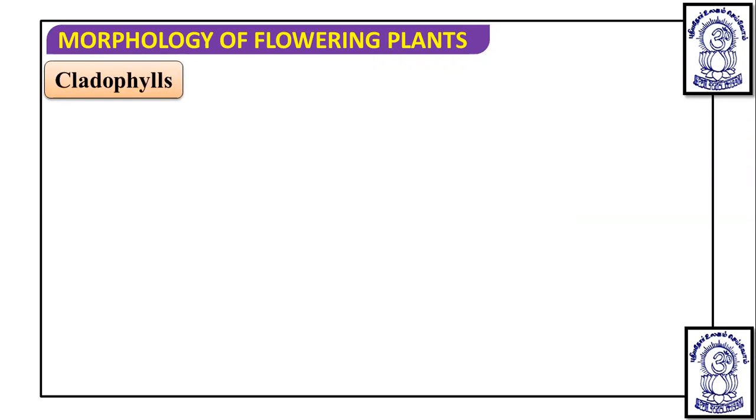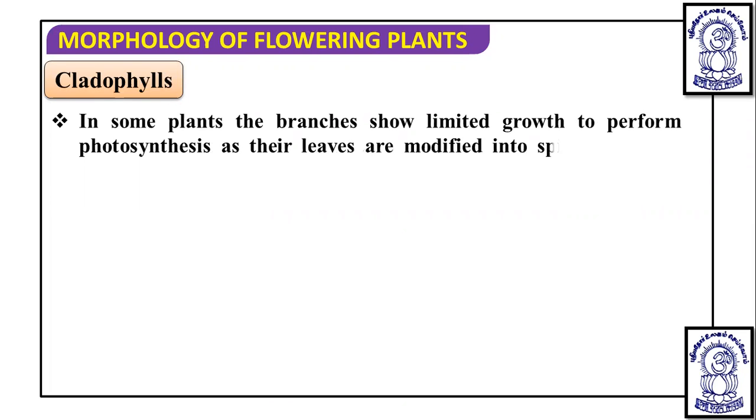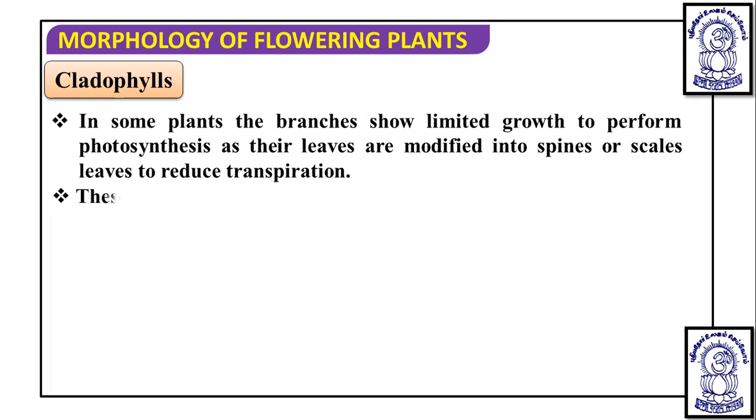After this, another modification is cladophylls. In cladophylls, in some plants, branches show limited growth to perform photosynthesis as their leaves are modified into spines or scales to reduce transpiration. See, in the phylloclade which we have just studied, multiple internodes of the stem get flattened or cylindrical, but here only a few internodes of the stem get modified. So it is of limited growth, it is small.